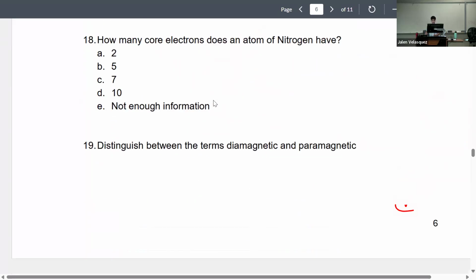For 18, hopefully this is a very easy one. How many core electrons does an atom of nitrogen have? Should be 2. Remember, we have core electrons and valence electrons. Neutral nitrogen has 7 total electrons and 5 valence electrons. That means the rest have to be core. So that's it.